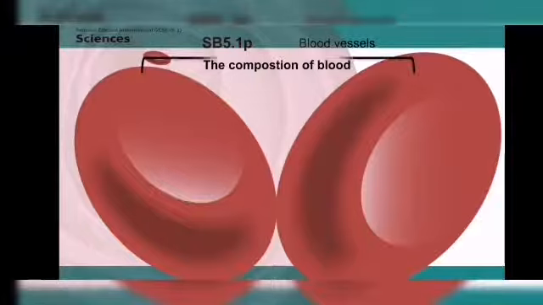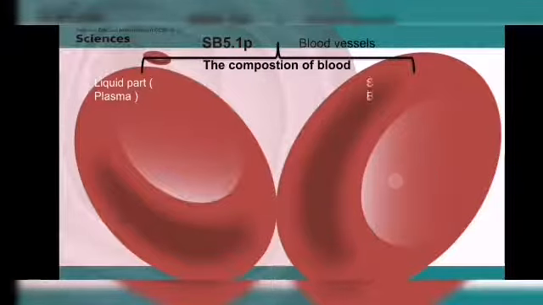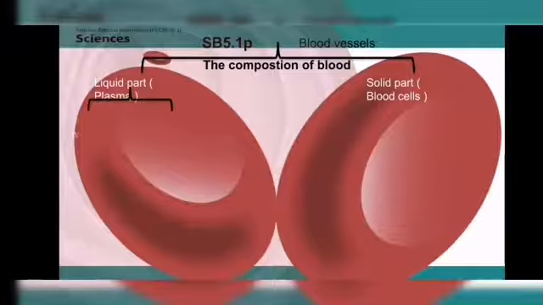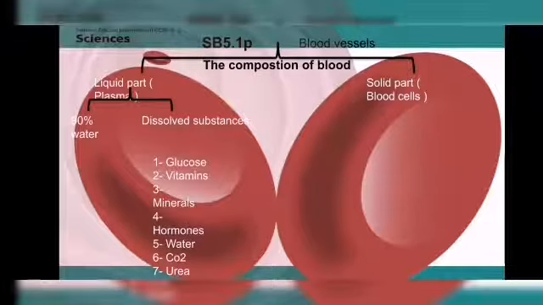The composition of blood. Blood is made of two layers or two parts: a liquid part called plasma and a solid part called blood cells. Plasma consists of 90% water and dissolved substances. Dissolved substances like glucose, vitamins, minerals, hormones, water, CO2, and urea.